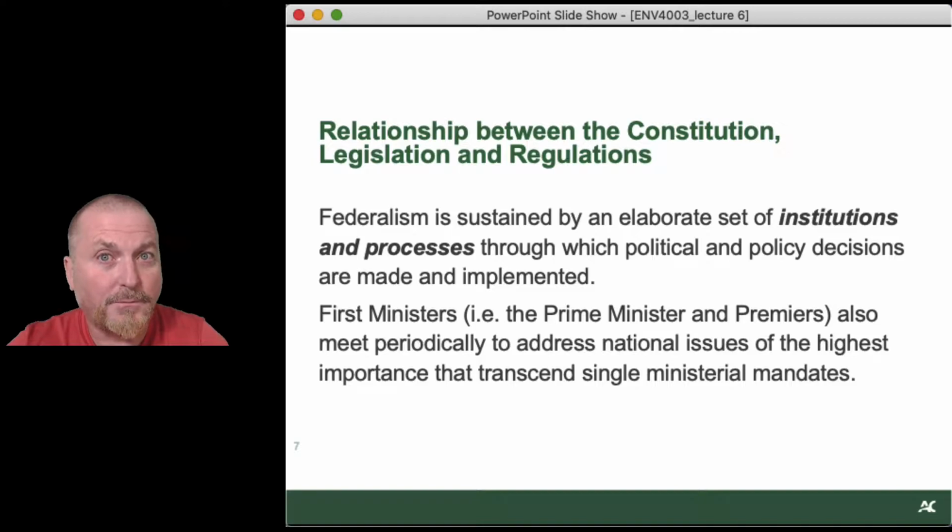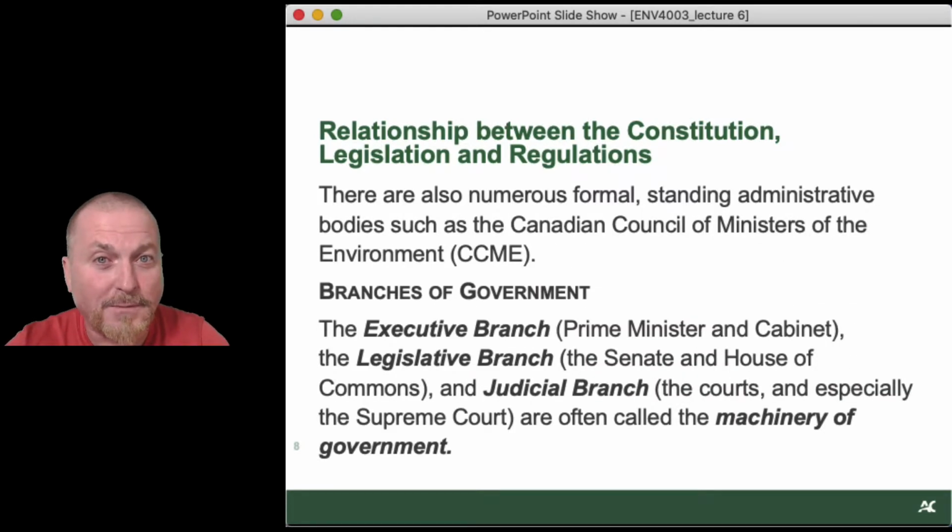First ministers, the prime minister and premiers all meet periodically to address national issues of highest importance that transcend single ministerial mandates. But there's also meetings of ministers of the environment, and there's meetings of ministers of health. Right? This has to be institutionalized. But when you're developing policy instruments, there's also thousands of informal relationships between levels of government, like a regulator in the federal government looking at banning single-use plastics. That doesn't move forward without substantial informal consultation on that issue at the regulatory official level between all of the governments, right? Because that's the way federalism has to work.